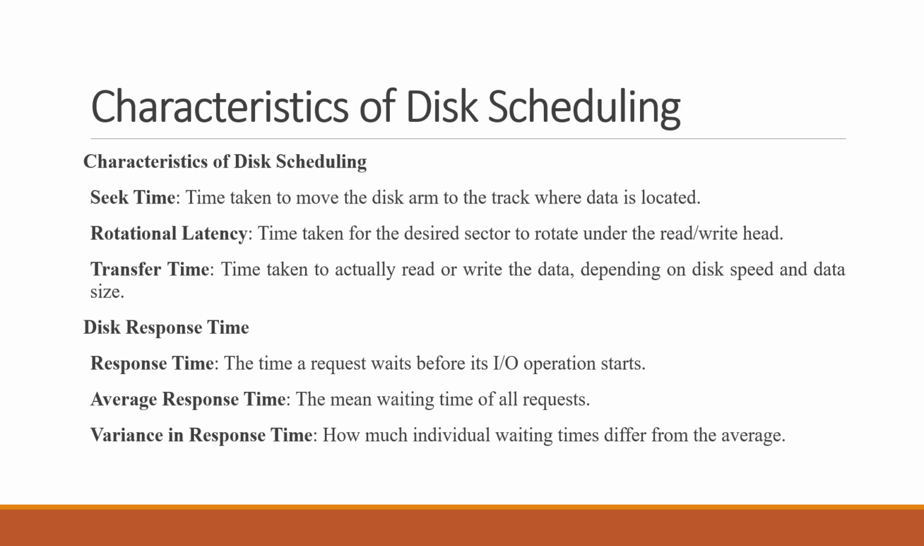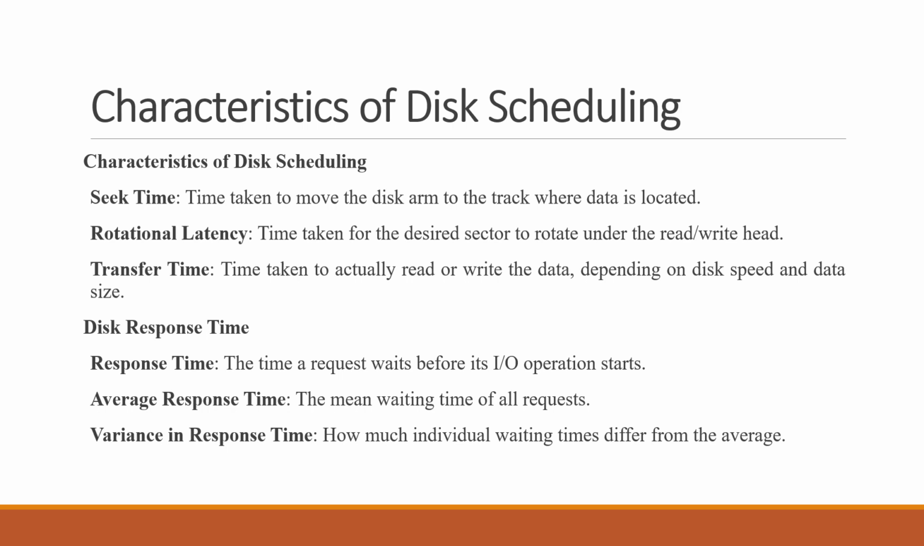Next one, response time. It is the time a request waits before its IO operation starts. Next one is average response time. It is the mean waiting time for all the requests. Next one is variance: how much the individual waiting times differ from the average time.